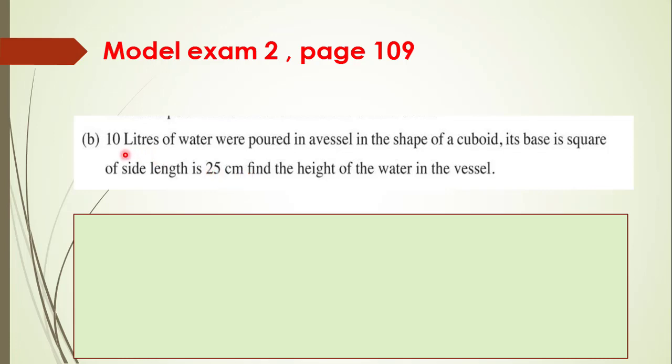Step number 2, here we have 10 liters. And here we have centimeters, so we should convert 10 liters to centimeter cube by multiplying 10 times 1000.